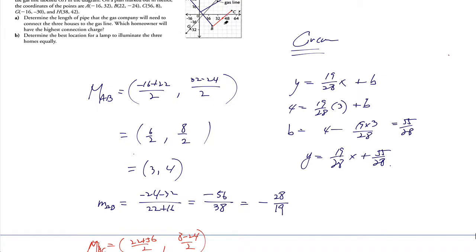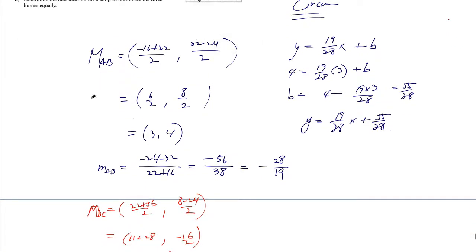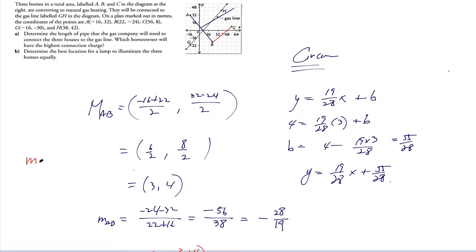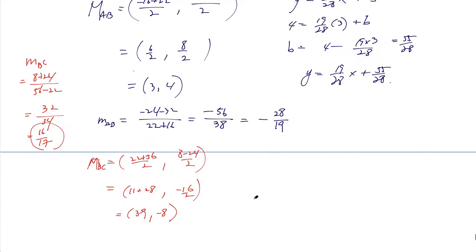That's 39, minus 8. And we need the slope of B to C. Okay, so what's the slope of B to C? 8 plus 24, 56 minus 22. That's 32, and that's 34. Divide top and bottom by 2, you get 16 over 17. So our equation would be y equals negative reciprocal. And to get b, we gotta plug that in.